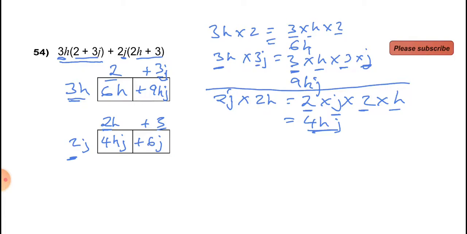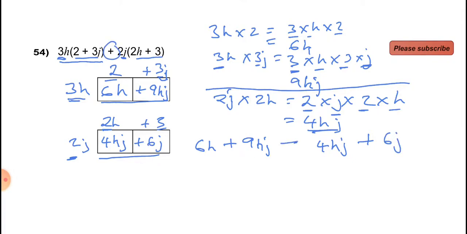Now we are ready to collect the like terms. So first I'll copy this down, 6h plus 9hj, then copy this down, 4hj plus 6j, and remember it's all plus, so we put the positive sign there.